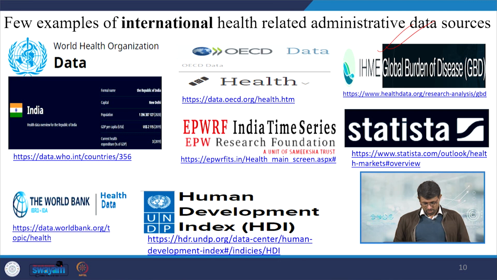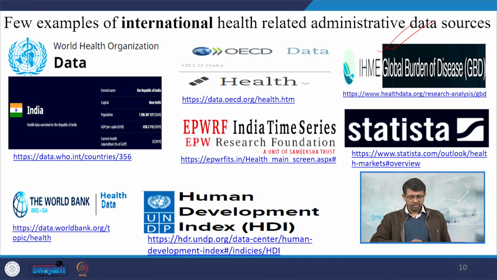Human Development Index used to be referred. Last but not the least one is Statista. It's usually a paid one, but the macro aggregates are considered to be very good, and it gives aggregate information for comparison. I am not going into the detail, the links are here for your reference.